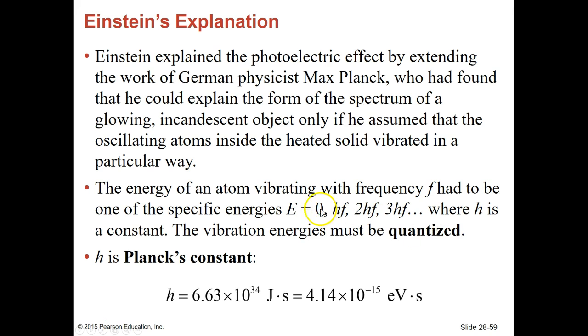So here we've got energy can be 0, it can be hf, 2 times hf, 3 times hf, where h is Planck's constant. And remember, this constant can either be in joule seconds, or this constant can be in eV seconds. And you'll notice the huge difference between the two, since this is a pretty normal value and this is extremely small because of the size of an electron.